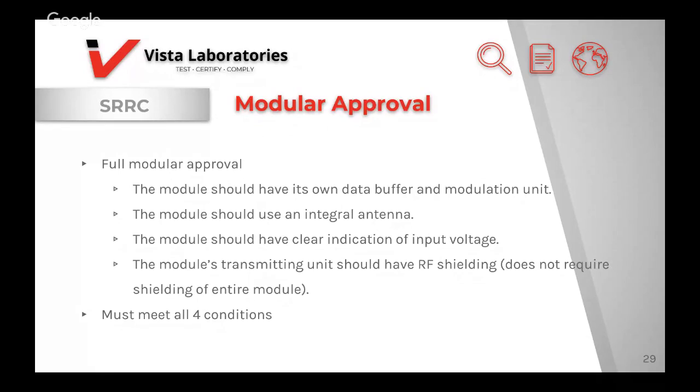So the module shall have its own data buffer and modulation unit. It should use an integral antenna, meaning unique or fixed antenna. Module shall have a clear indication of its input voltage, and the transmitting unit shall have RF shielding. These four must be met for your module to be classified as a full modular approval. And lastly, it shall meet all other SRC rules and regulations, and that's mandatory for all modules, whether it's full modular or limited modular.